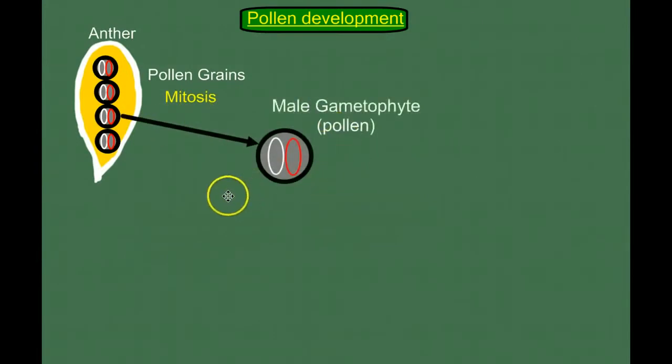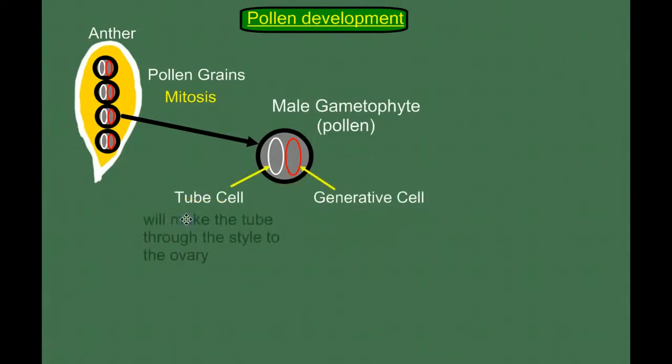Inside the pollen there are two distinct cells, the tube cell and the generative cell. The tube cell will make a tube through the style to the ovary to aid in fertilization. We'll look at that shortly. And the generative cell will generate the sperm cells. So this is the gametophyte. This is not the male gamete. Pollen is not the sperm. It is the gametophyte, but it will be transferred from one plant to the other.